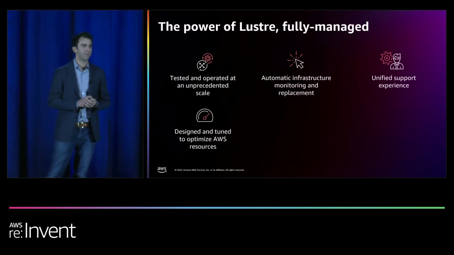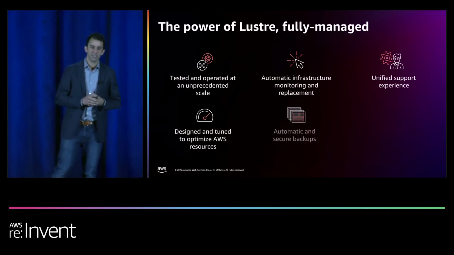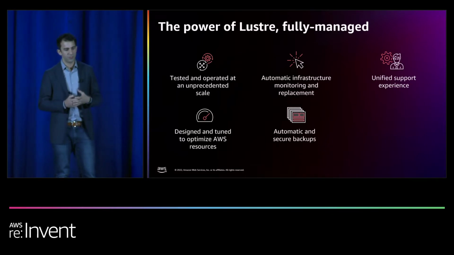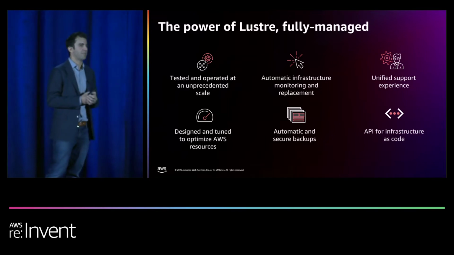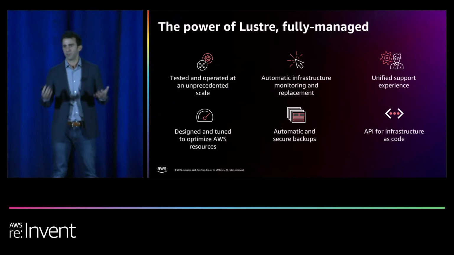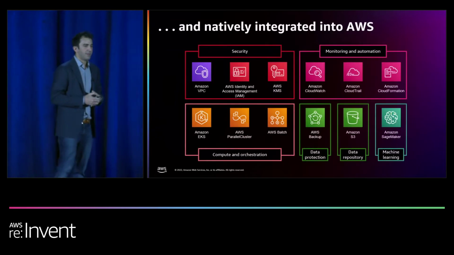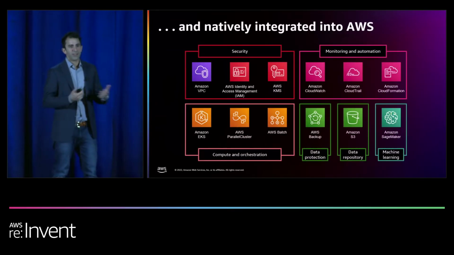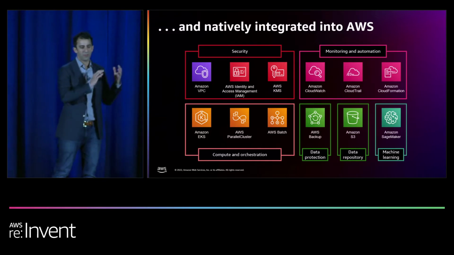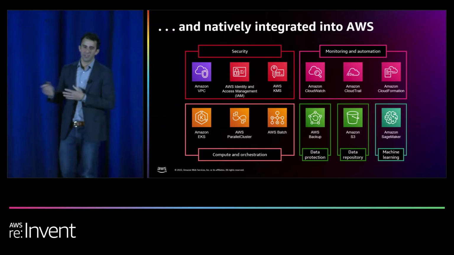I mentioned that we've also added a cloudified layer on Amazon FSx, so that includes a very simple and automated backup solution for your storage, and of course an API that allows you to configure and create Lustre file systems with infrastructure as code using a simple API call. As you would expect, FSx for Lustre is also integrated with a wide range of AWS services, all of your compute and orchestration services, Amazon SageMaker, and Amazon S3 as well.